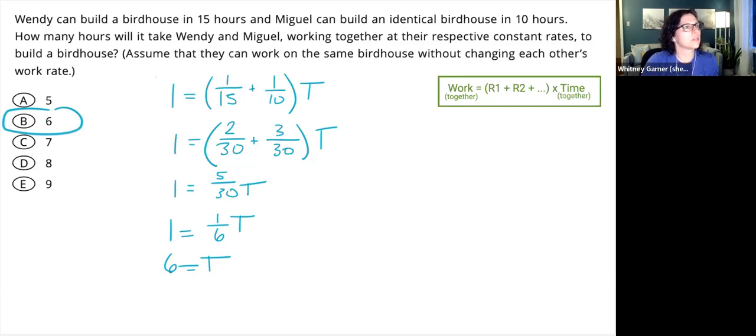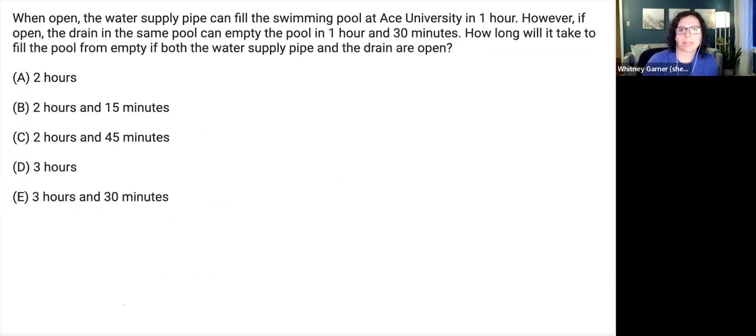Okay. Let's look at a slight twist on this. Kind of a little messy. Well, let's see. Give this one a shot.